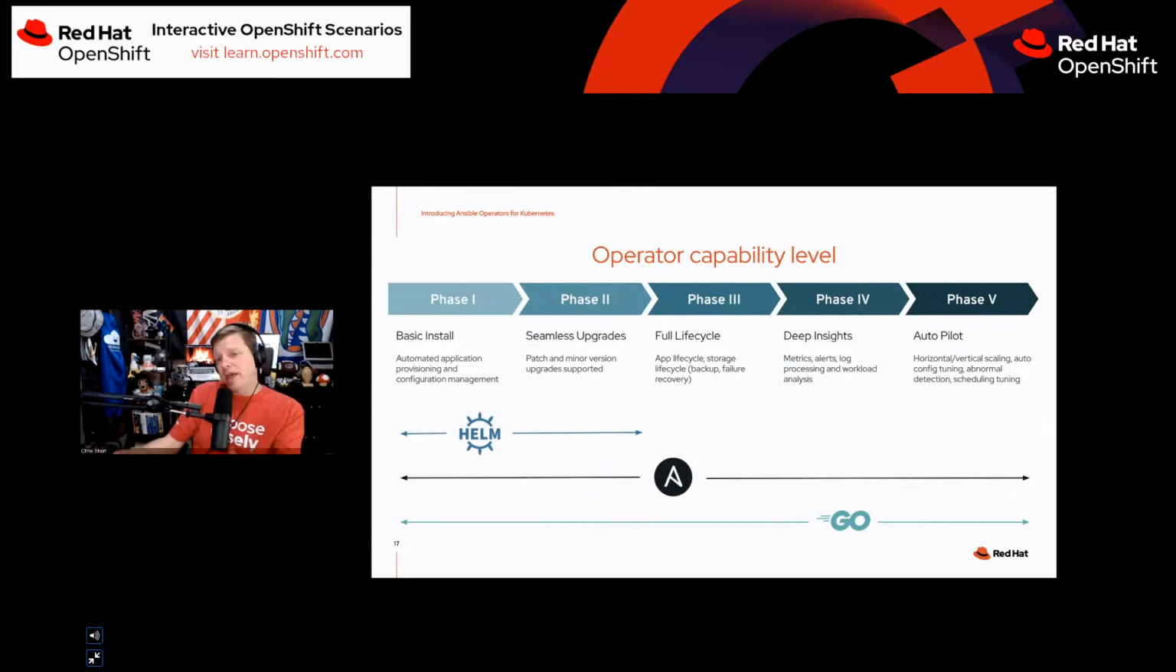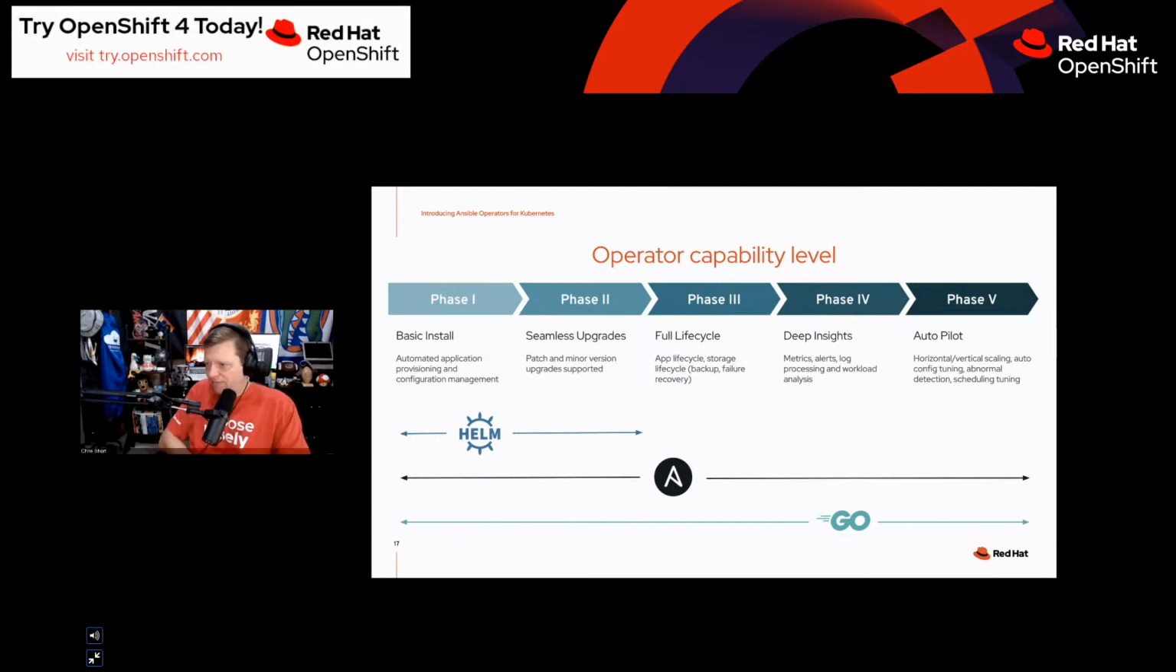Phase 3 is that full lifecycle application management, talking about storage, backups, recovery from failures, any kind of oddity, recovery, anomaly correction. Phase 4 is deep insights: metrics, alerts, log processing, workload analysis. Your operator understands some application knowledge, some application logic that it can then do something about. And then phase 5 is autopilot. It can scale itself, it can tune itself, it can completely correct itself from any abnormality that you could possibly imagine.